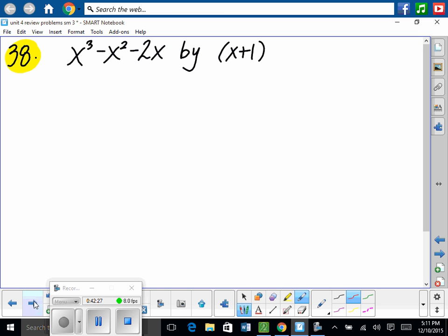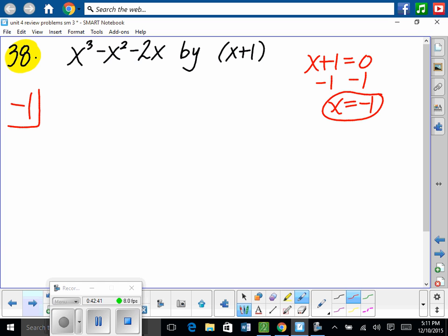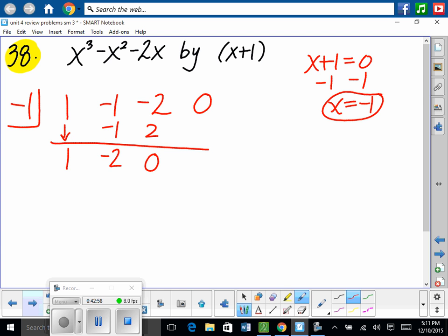Number 38, it says divide x cubed minus x squared minus 2x by x plus 1. So once again, I choose synthetic division, so I'm going to say x plus 1 is equal to 0, minus 1. So I found a root, it's -1. I'm going to use that to do synthetic division. You could do long division. Set up your coefficients. So we have 1, -1, -2, and the constant 0. And we drop. 1 times -1 is -1. Add straight down is -2. -2 times -1 is +2. Add straight down 0. 0 times -1 is 0. Add straight down is 0.